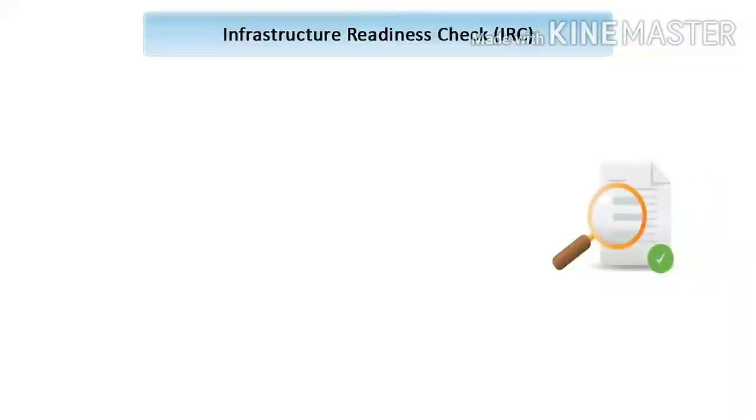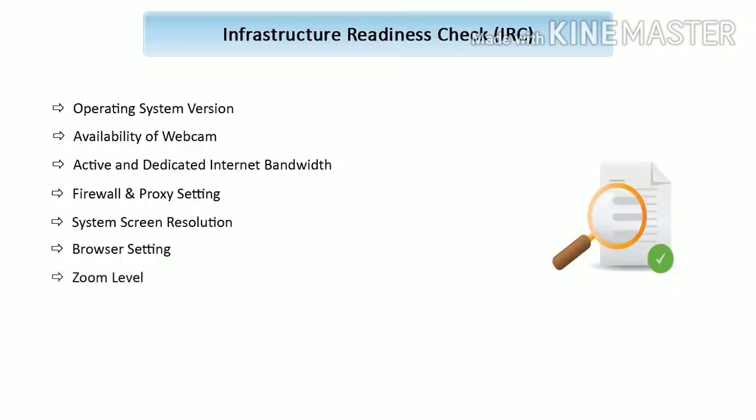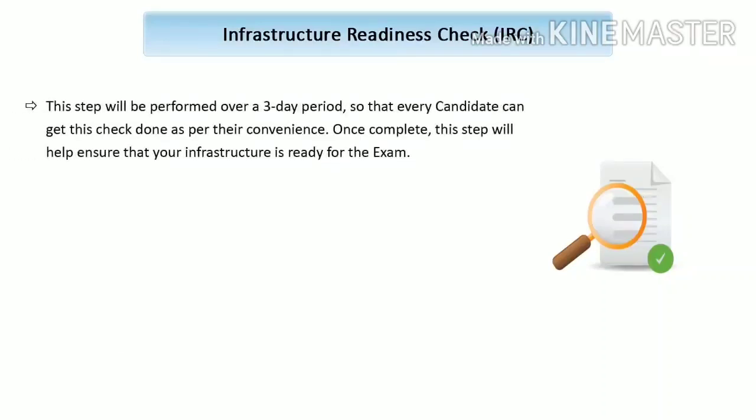Infrastructure readiness check. In this step, ensure that your systems and internet bandwidth and speed are checked as against the requirement of taking the remote assessment. The following factors will be checked on your system. In upcoming slides, we will take a look at each of these parameters one by one. This step will be performed over a 3-day period so that every candidate can get this check done as per their convenience. Once complete, this step will help ensure that your infrastructure is ready for the exam.